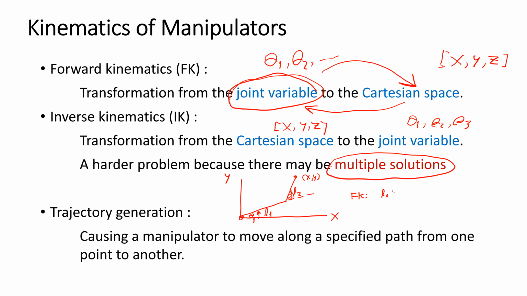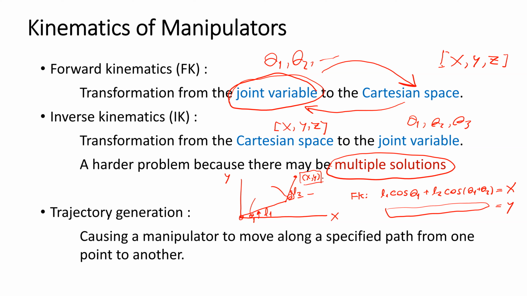L1 cosine theta 1 plus L2 cosine of (theta 1 plus theta 2), and this equals the x coordinate. For the y coordinate, we do it in a similar way. So this is the forward kinematics. If we know the thetas, it's not difficult to know the xy coordinate.